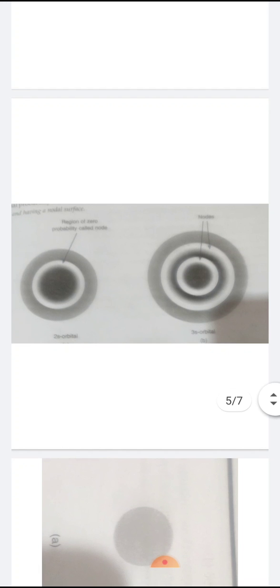And in between the regions of high electron density there are nodes where the probability of finding the electron is 0. The number of nodes is equal to n minus 1, and the number of regions of high electron density is equal to n.